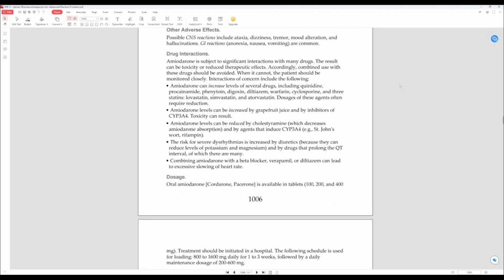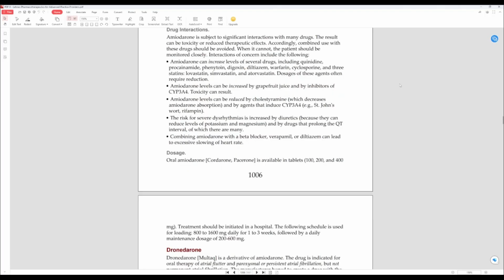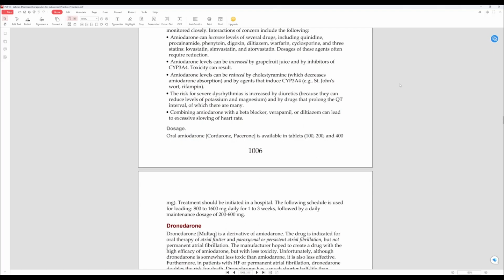The risk for severe dysrhythmias is increased when patients are using a diuretic and by drugs that prolong the QT interval, of which again there are so many. Combining amiodarone with a beta blocker, verapamil, and/or diltiazem can lead to excessive slowing of the heart rate.